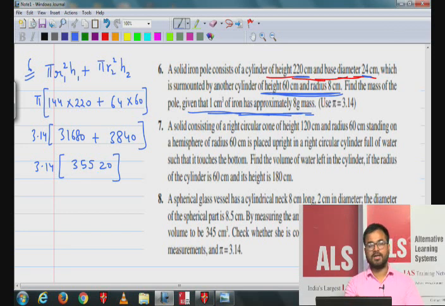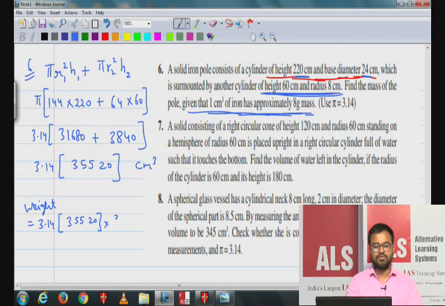Now you have to multiply by 3.14 also, and since this is in centimeter cube, we have to multiply it by 8 because 1 centimeter cube has a weight of 8 gram. So we have to figure out what is the total weight. So total weight would be 3.14 into 35520 into 8. That is the correct answer. When you do it, you will get the answer in terms of grams. Now the calculation you can do.